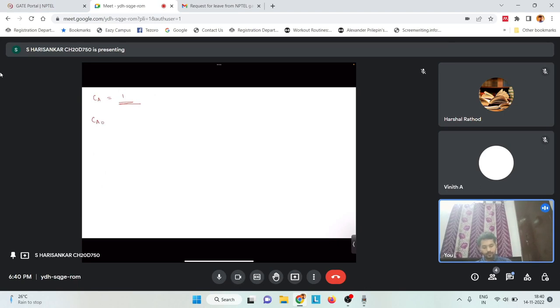We also have Ca0 is equal to 2. So the percentage conversion will be 1 minus Ca by Ca0 into 100%. And this will be 1 minus 1 by 2 into 100, which will be 0.5 into 100, or basically 50%. So the percentage conversion in this system is 50%.